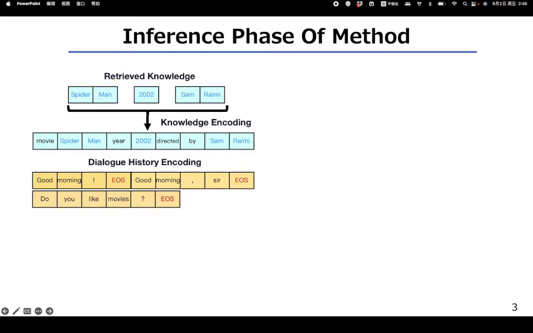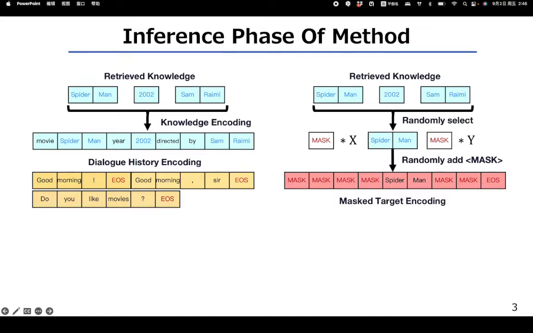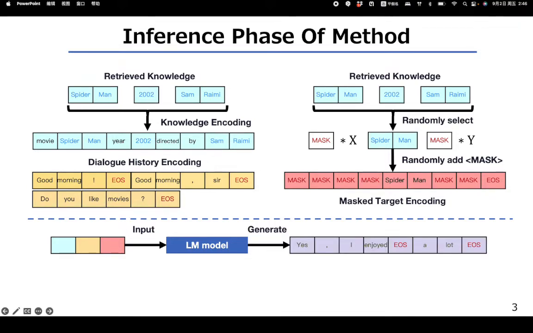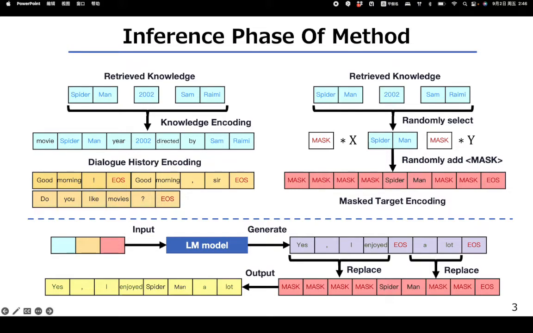Next, in the inference phase, the processing of the retrieved knowledge encoding and the dialog history encoding are the same as in the training phase. After this, the next step, we randomly select one of the retrieved knowledge, and then randomly add x and y masked tokens to both sides of the selected knowledge. The last step, the knowledge encoding and the dialog history encoding and the masked target encoding are input to the language model. The language model generates two parts of the masked words and then replaces the masked tokens. And this is the output response of the method.